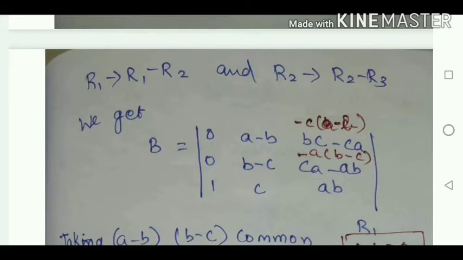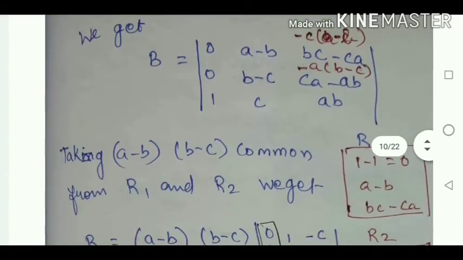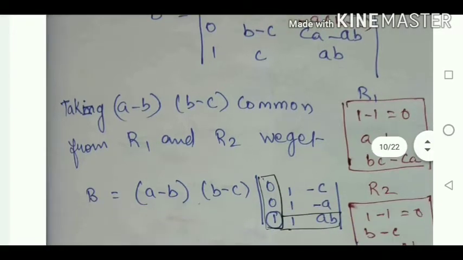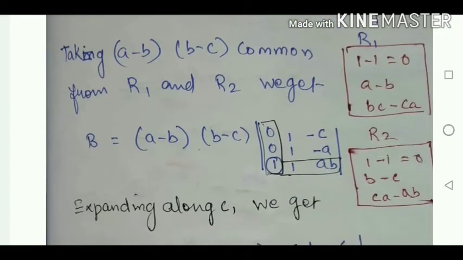Then here also the same method. We are taking a minus b common from the first row and b minus c common from the second row. Taking a minus b and b minus c common from R1 and R2, we get B equal to a minus b into b minus c into the determinant 0 1 minus c, 0 1 a, 1 1 ab. Here finding the minor of 1, that is, eliminate the first column and the third row.